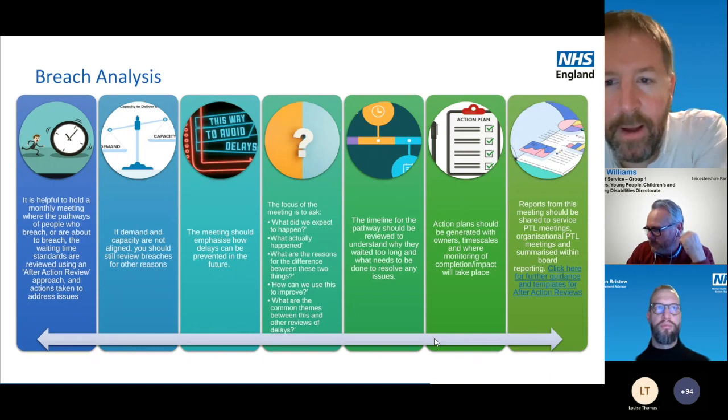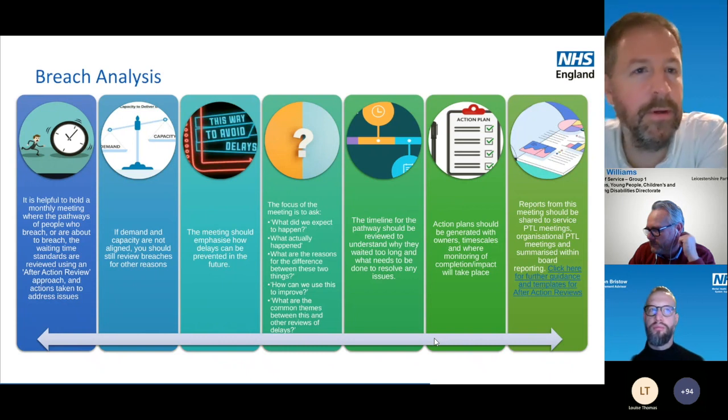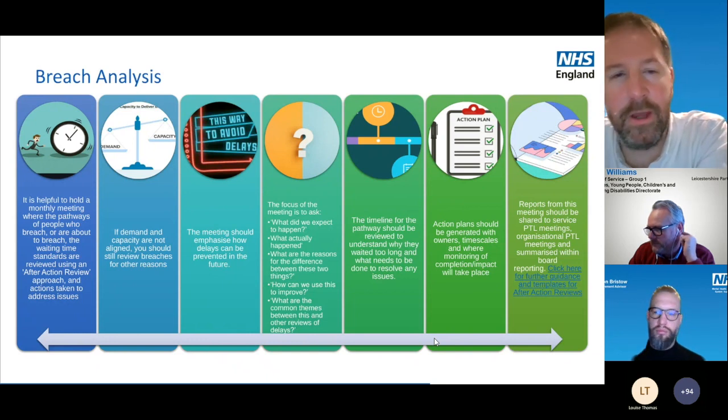So the meeting is all about understanding how delays can be prevented in the future and making improvements. What do we think was going to happen? What actually happened? Why did it happen? What can we do differently next time? What can we learn from this? How can we create themes from this to try to make some changes?